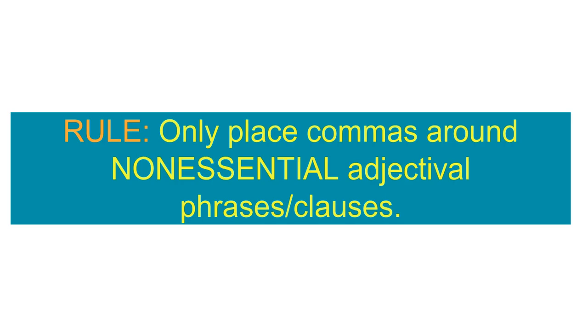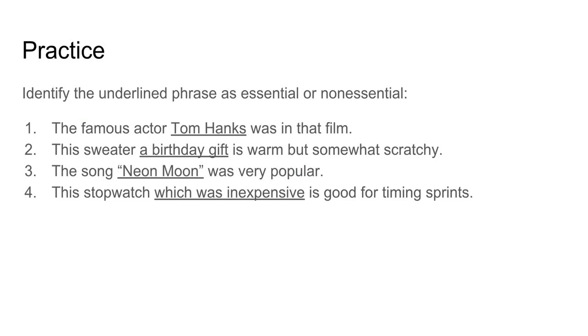So the rule is that we only place commas around non-essential adjectival phrases and clauses. If it's essential, it doesn't get commas and the commas are unnecessary. I want you to take some time practicing identifying essential or non-essential. I've underlined some elements in the following sentences, and you need to decide whether we need them to make that sentence make the sense it is, or whether it's not really relevant to identifying the subject. Pause your video, jot these in your notes, give them a shot.